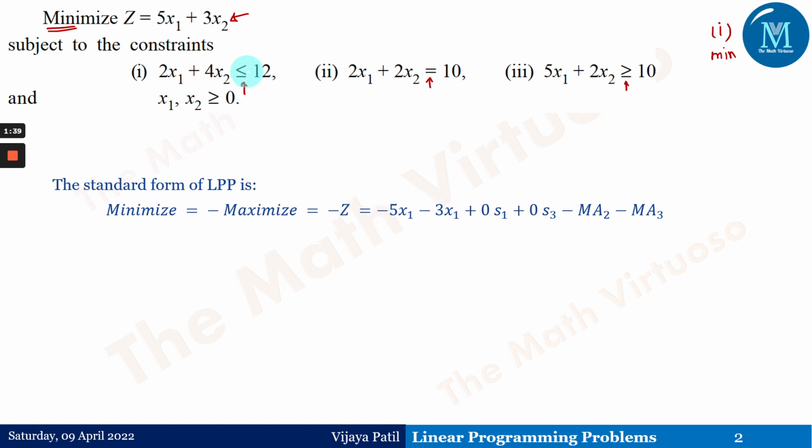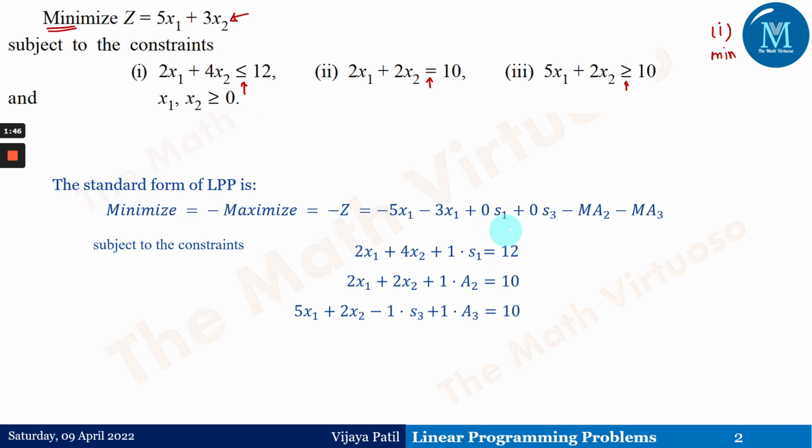Now in the first constraint we have a less than or equals to constraint, and because of that we have to introduce the slack variable. So we introduce a slack variable in the first constraint because of the less than or equals to constraint. As soon as we introduce this S1, we have to introduce it in the objective function with 0 as the coefficient of S1 as a slack variable.